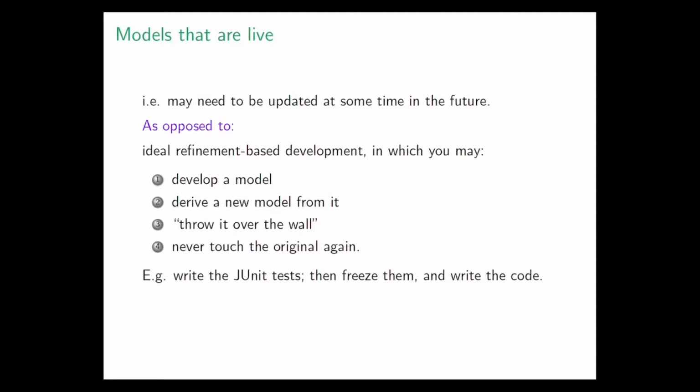I'm going to come back repeatedly to the idea of using a bunch of JUnit tests as one model, and the Java code that the tests are going to test as another related model. And in that setting, the ideal refinement-based approach might be that we would first of all write the JUnit tests and then freeze them and then write the code without having ever to modify the JUnit tests again. That's unrealistic, and that's why we're in a situation where we have bidirectionality going on.